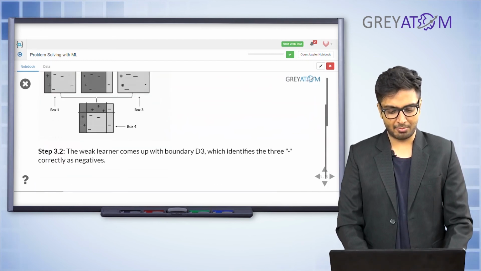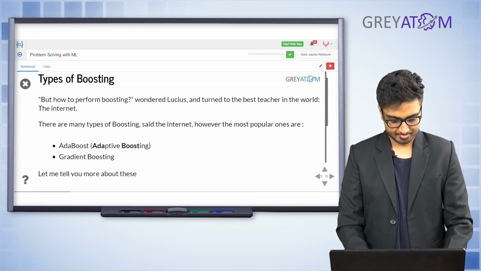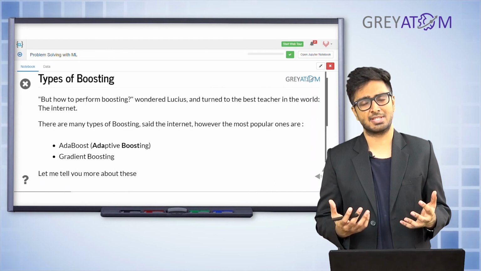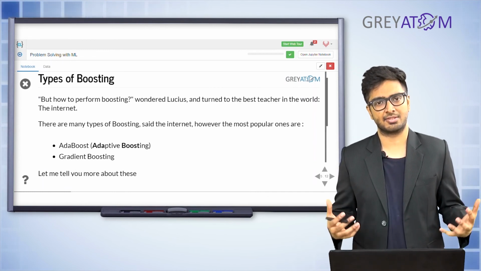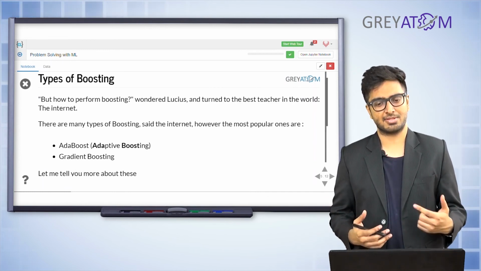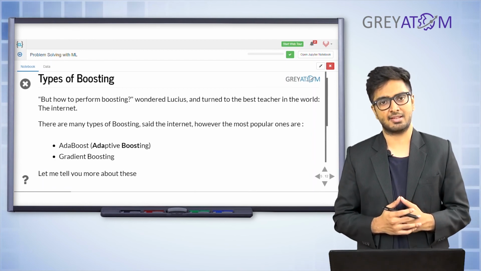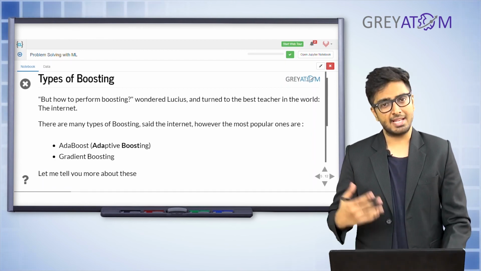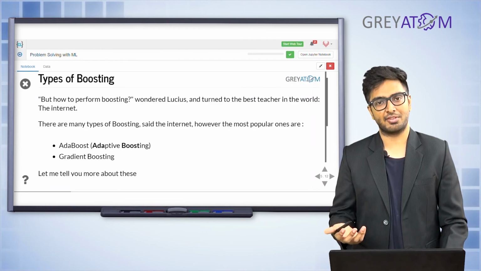Now that we understand what boosting is, there are majorly 2 types of boosting that we are going to discuss in the lecture today. The first one is called AdaBoost or adaptive boosting, and the second is called gradient boosting. Now let's try and understand what each of them is.